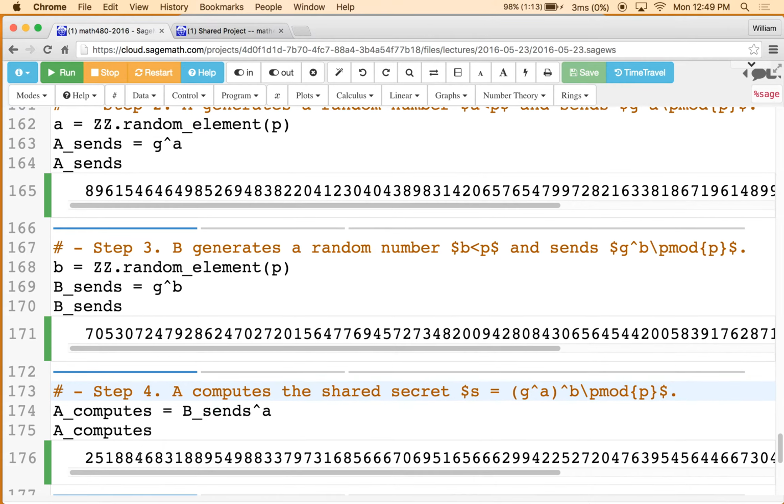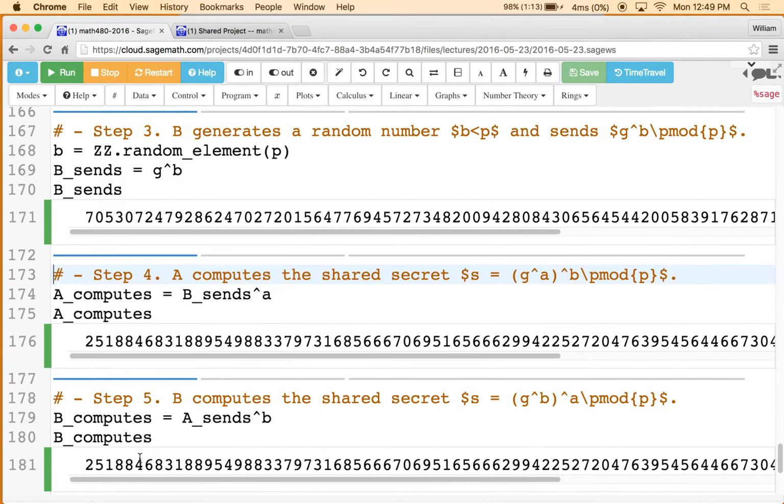Now the miracle here, the miracle of algebra, is that when Mac computes, what Mac does is he takes the number I sent and raises it to the random number he generated. He combines exactly the kind of information he has, and he gets this number. And they're the same. And they're the same because if you take a number and raise it to the power of A, and then raise it to the power of B, you get the same thing as if you take that same number and raise it to the power of B, and then raise it to the power of A. It's just basic algebra. And that's why these two are the same. And we've now agreed on a secret.